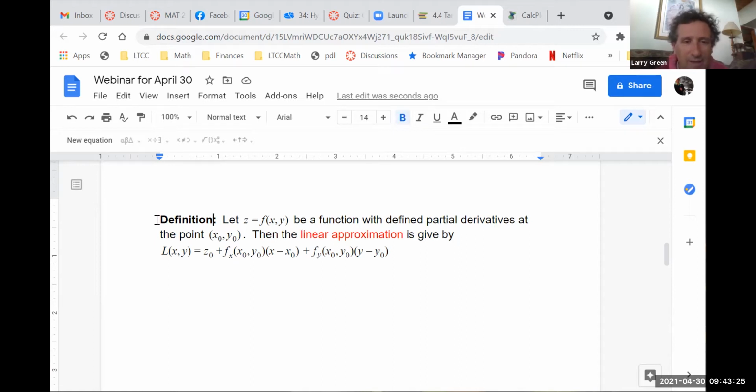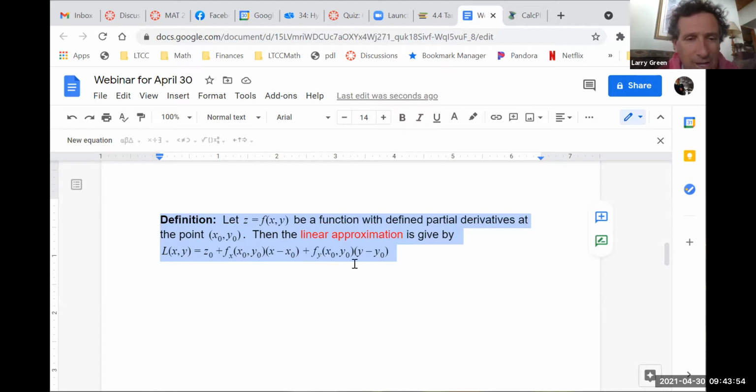Okay, so here comes the next definition. There's not much to say about this one. So let me read it and then I'll talk about it. Let z equal f of x, y be a function with defined partial derivatives at the point x naught, y naught. Then the linear approximation is given by L of x, y equals z naught plus f sub x of x naught, y naught times x minus x naught plus f sub y of x naught, y naught times y minus y naught. What is this doing?